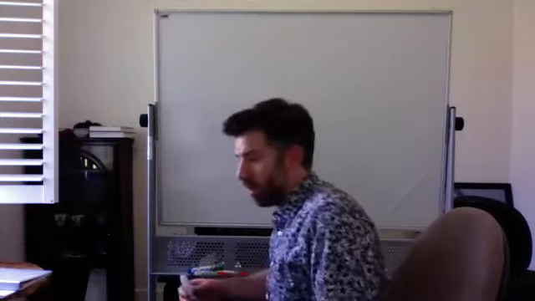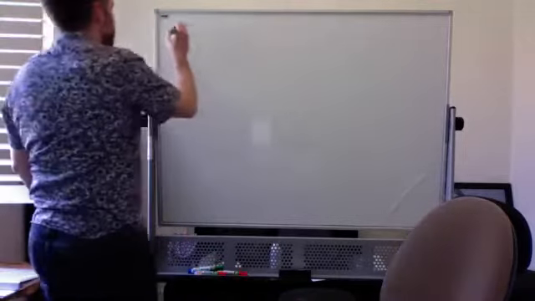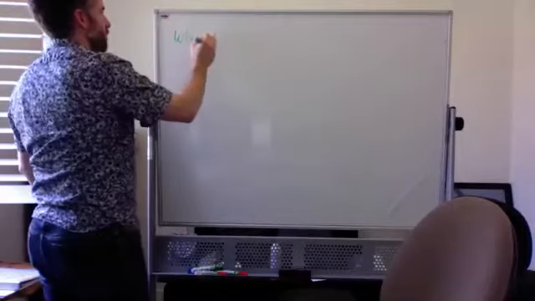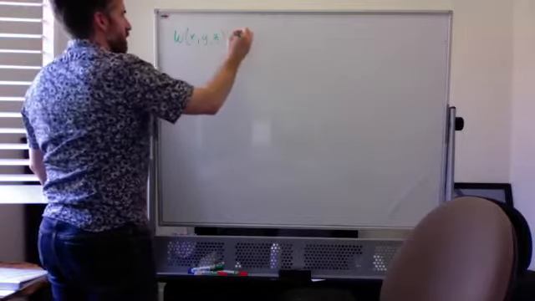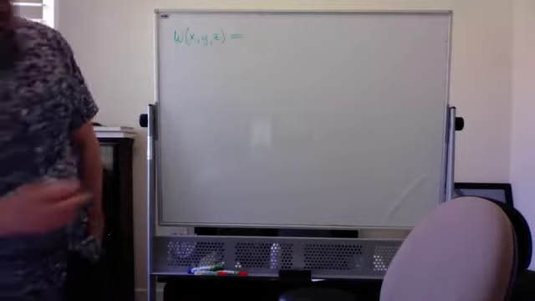Yeah, okay. So here are a couple of examples. Here's one example anyway. I'll do this example and then maybe I'll give you guys one to work on. So let's say we have this function of three variables. So w is a function of x, y, and z, and it's equal to x squared, y cubed, z to the fourth.